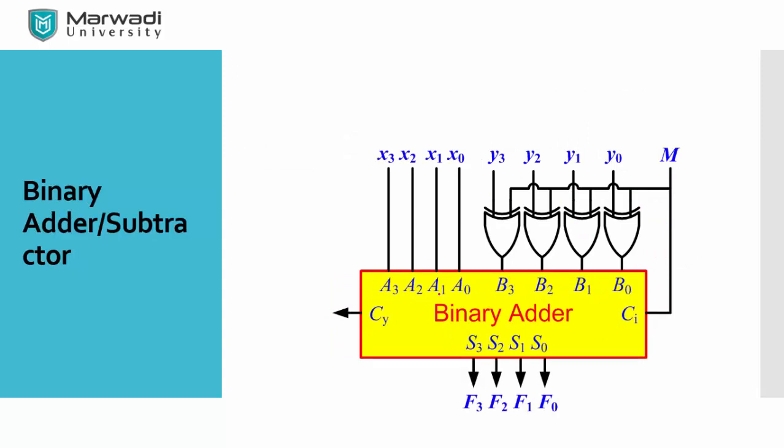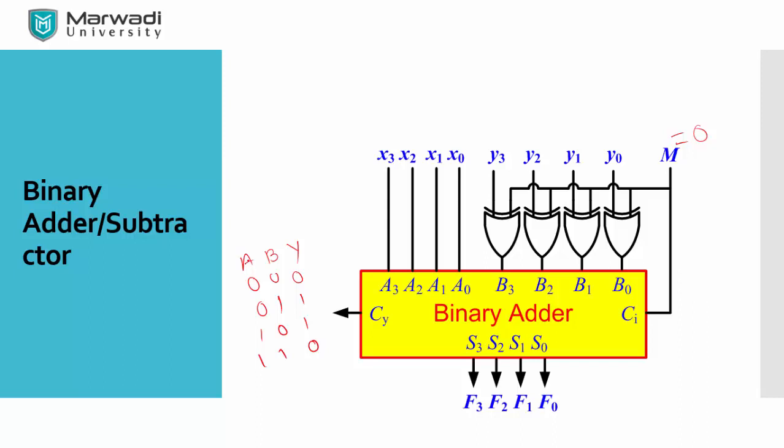Now here, if you want to use a binary adder and subtractor as a universal circuit, there should be one switch. You know about the XOR gate. I have the two inputs A, B, and output Y: 0 0 gives 0, 0 1 gives 1, 1 0 gives 1, 1 1 gives 0. This is nothing but the truth table of an XOR gate.